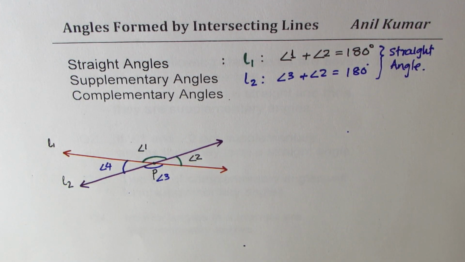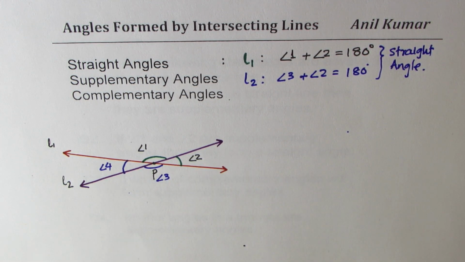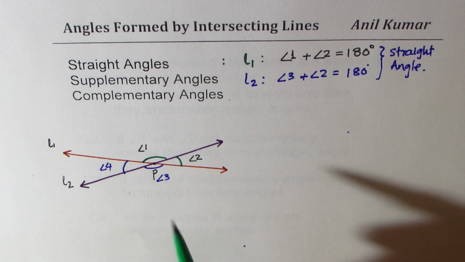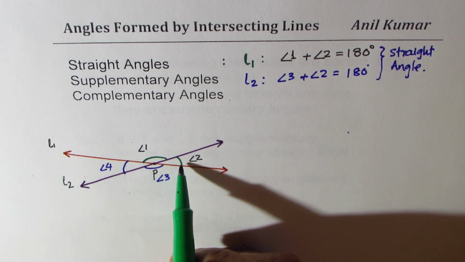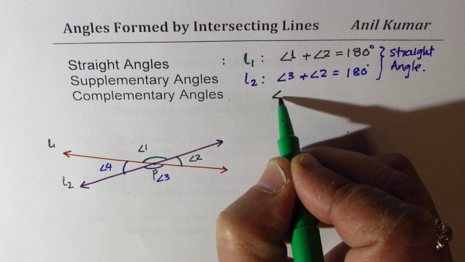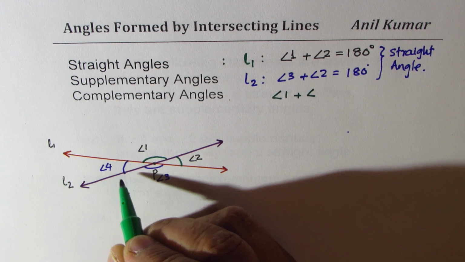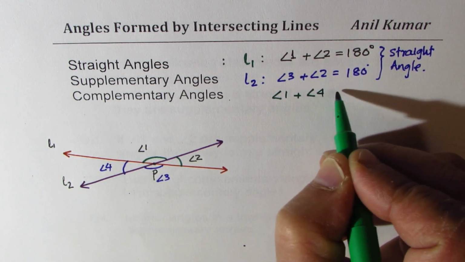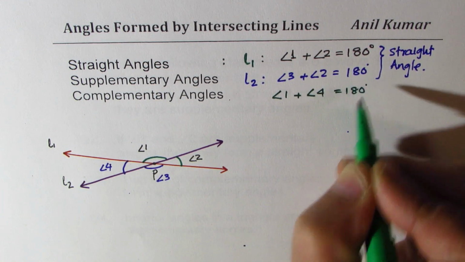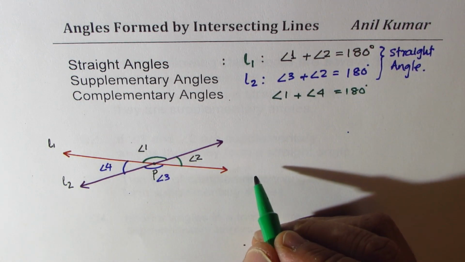Correct? Now, can you find other straight angles here? We have taken 1 and 2. We could have taken 1 and 4 also. So yes, we have. So angle 1 plus angle 4 is also 180 degrees along the same line. So that is also a straight angle.